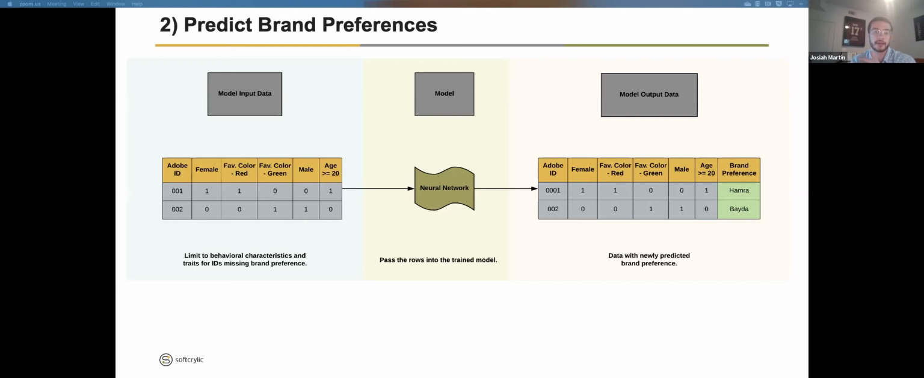And then in that final step on the right, you'll see that the output is the same set of traits that we pushed into the model, along with 1 new column. This is the prediction for the preferred brand. And in the next slide, we'll touch on what the next step is.